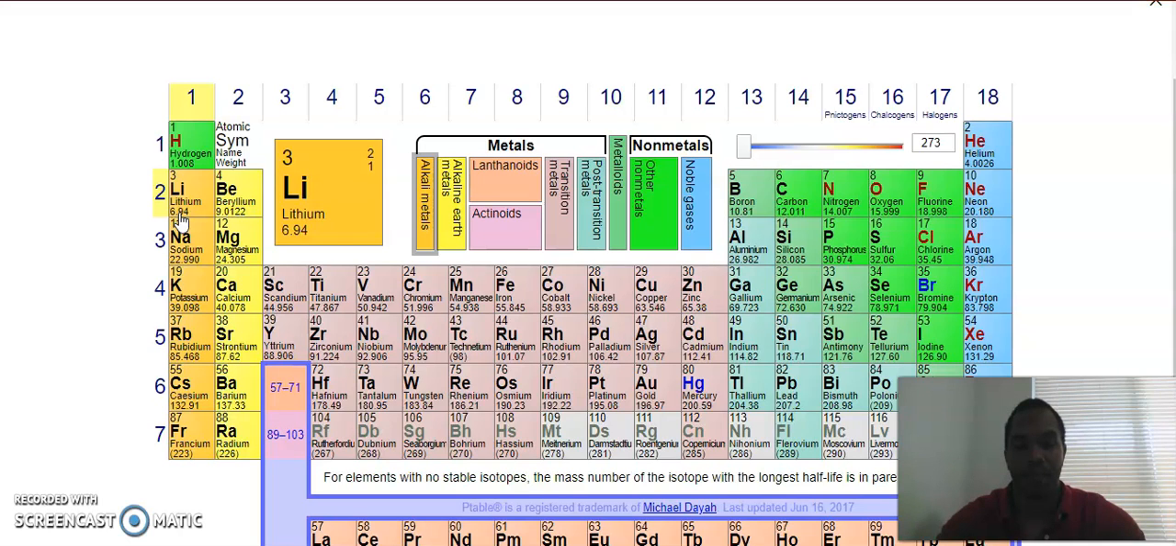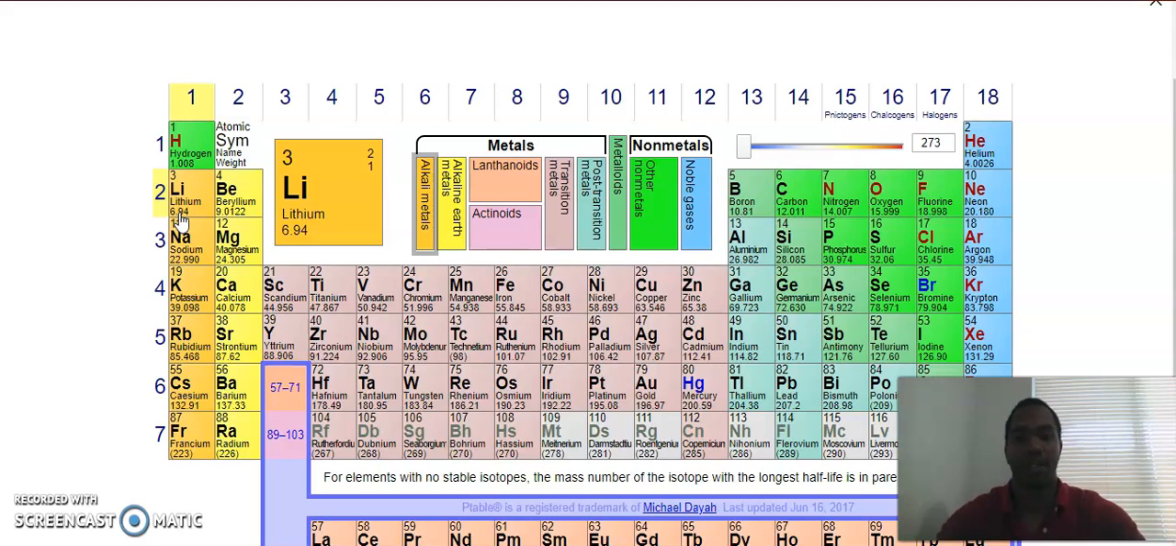For now, just understand that for the atomic mass, we'll just round it. In another video, I'll explain relative atomic mass. But for now, 6.94, let's round that. Is that closer to 6 or closer to 7? 6.94 is actually closer to 7. So for lithium, we're going to imagine that lithium's atomic mass is 7.